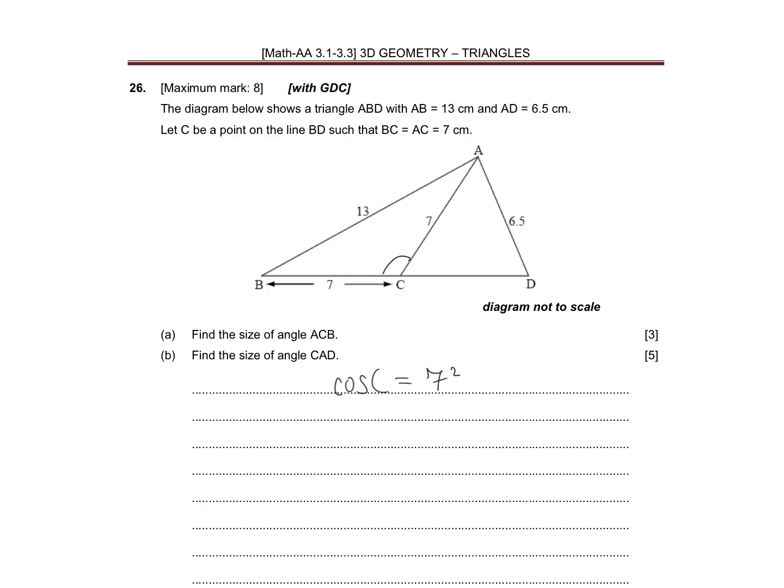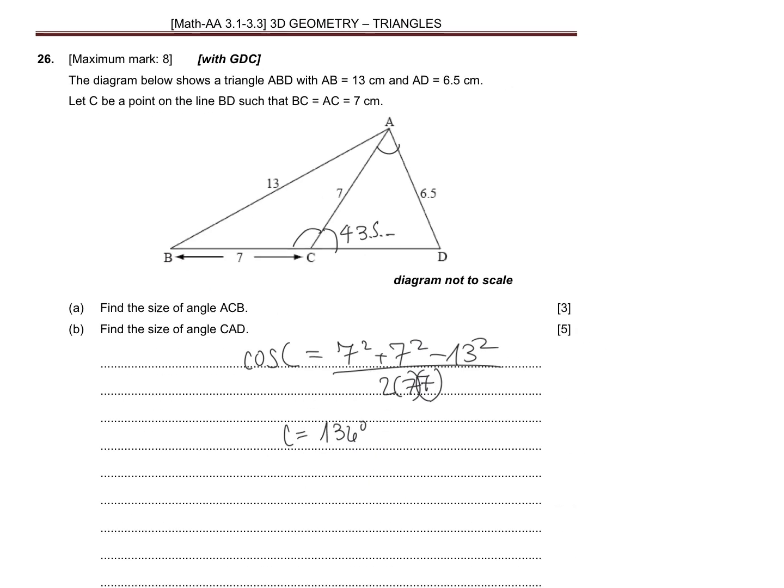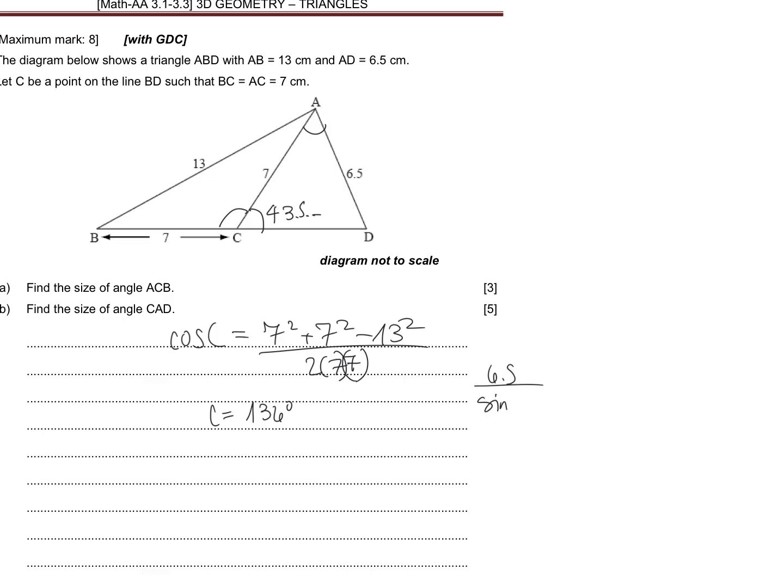So we're going to have 7 squared plus 7 squared minus 13 squared over 2 times 7, times 7. And CAD, okay. So we get C is 136 degrees. And if we want, okay, so we can do 180 minus that to get this thing, 43.57, blah, blah, blah. And we'll use sine rule here. So we're going to have 6.5 over sine 43.5 equals 7 over sine D, and then we'll do 180 minus that.